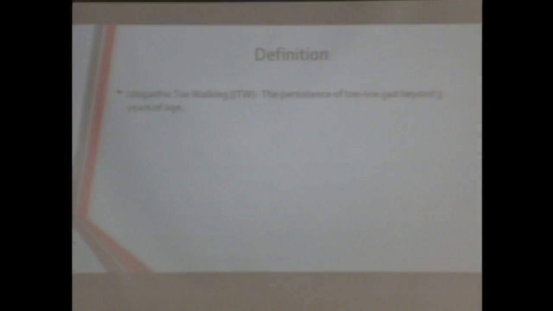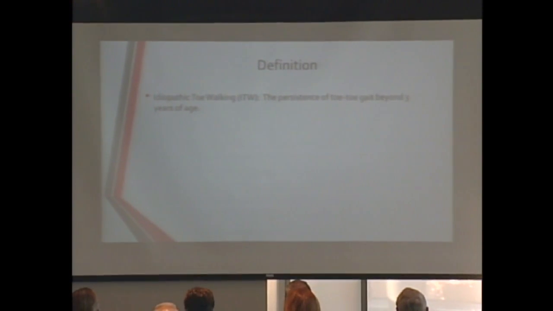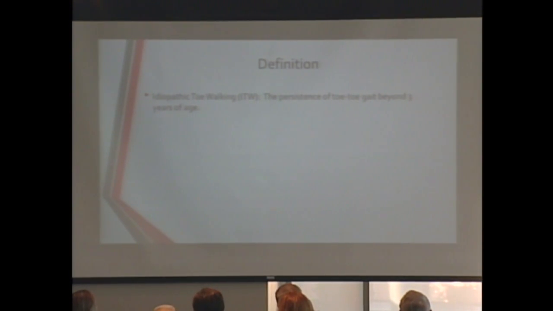So what is toe walking? Typically the definition of idiopathic toe walking is the persistence of a primarily toe walking gait or a toe-toe gait beyond the age of 3 years. Most toddlers, again, will experiment with the different walking techniques, but children will typically acquire a more heel-toe gait by the time they're about 3.